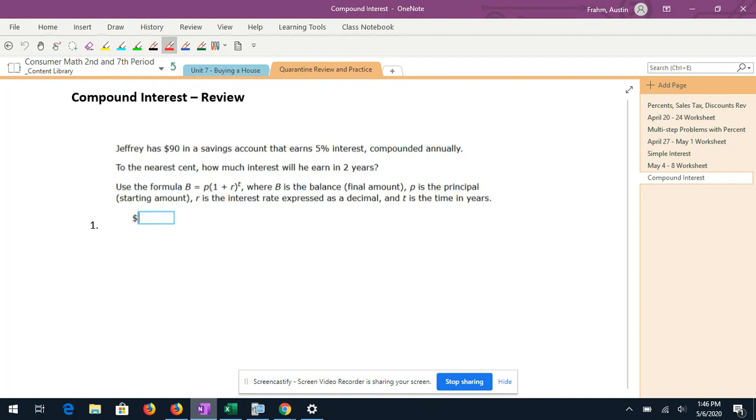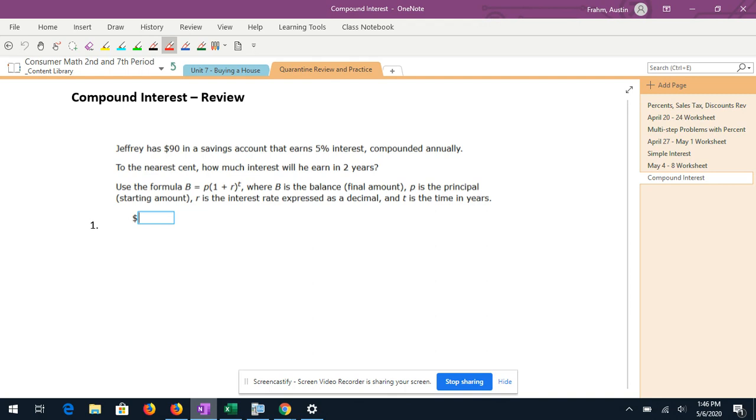Number one says Jeff has $90 in a savings account that earns 5% interest compounded annually. Remember, annually means once per year. To the nearest cent, how much interest will he earn in 2 years?